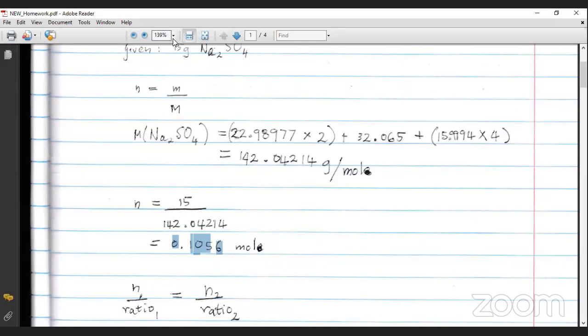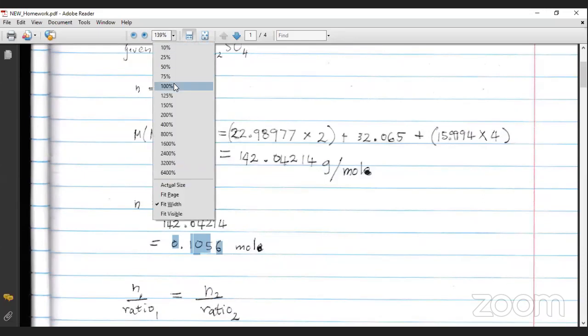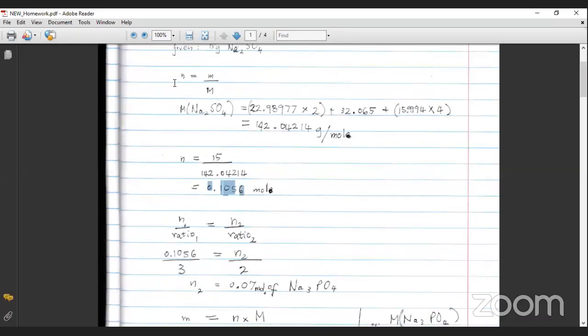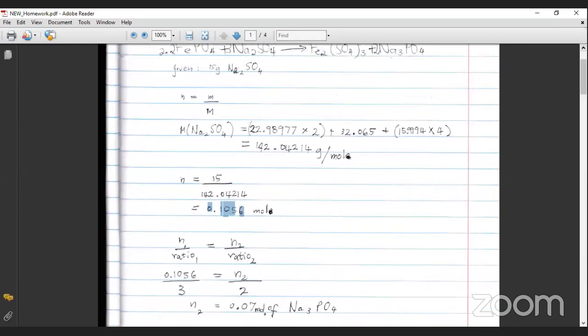Thereafter, let me just make the screen a bit smaller so that you can see from the top. Okay. Then after that, for us to find the number of moles of what is required, this is what they're looking for. They want to know what is the mass of this one.